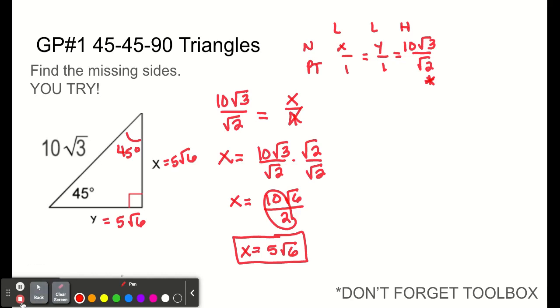And that is the first of our 2 special right triangles. Don't forget to do your essential question.